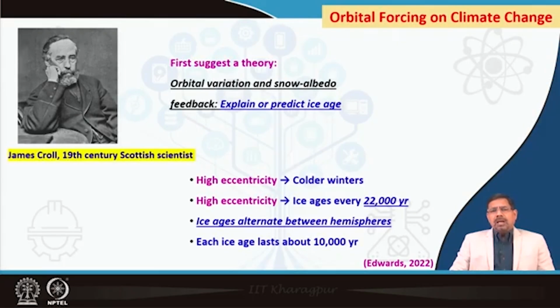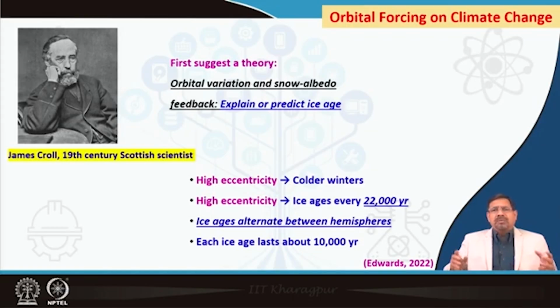Now, let us go back to understanding the orbital forcing on climate change. This gentleman, James Croll, a Scottish scientist of the 19th century, first proposed to the world that there could be orbital variations and variation in the snow albedo. He was the first to provide this information to explain the orbital forcing contribution to climate change.